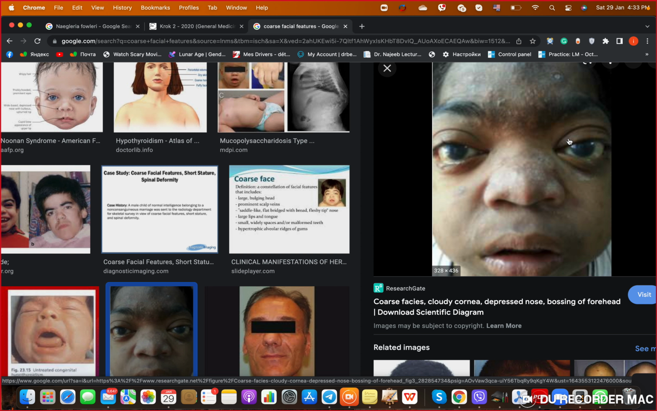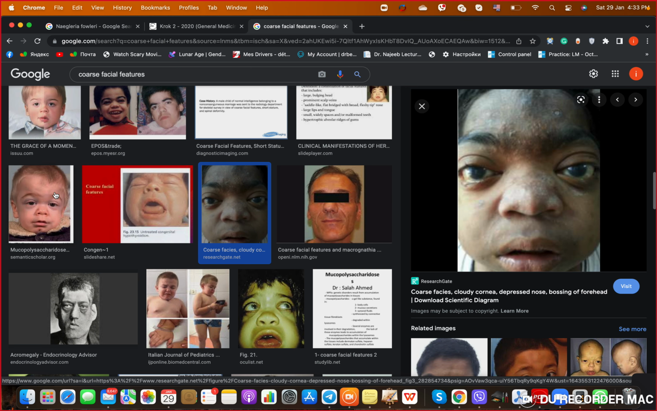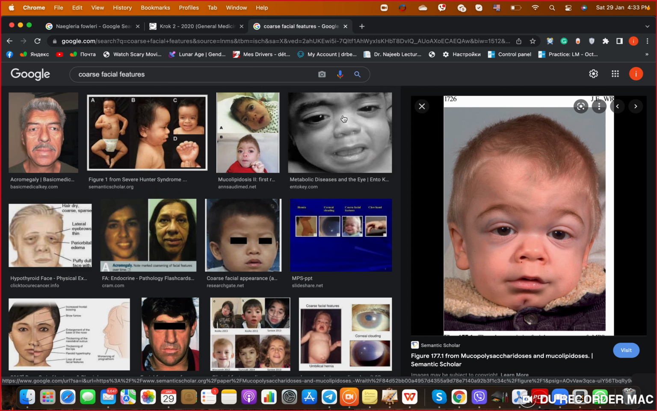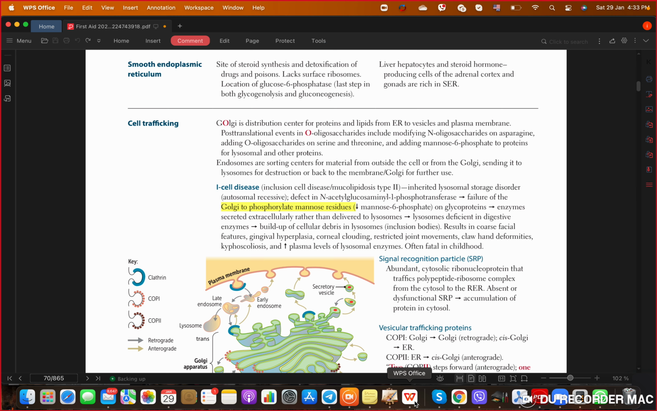Okay, Doc. Coarse facial features. Can you see the nose? It's wide. And I want you to notice this area of the nose will be quite wide. Can you see it? Like normally in us, it's palpable, it's small, but in this patient, can you see it's flat? Got it, Doc. Good. So the next thing after coarse facial feature is gingival hyperplasia.